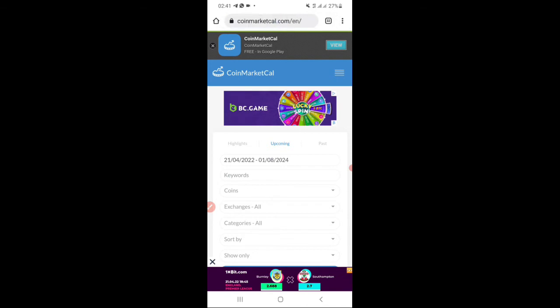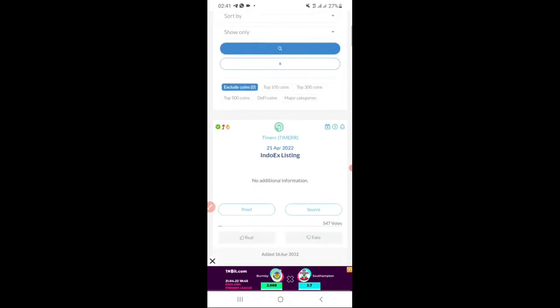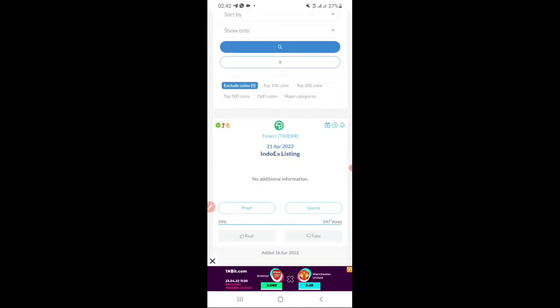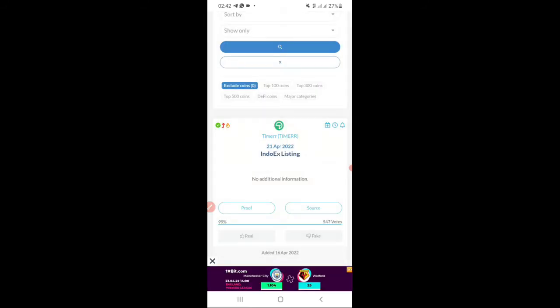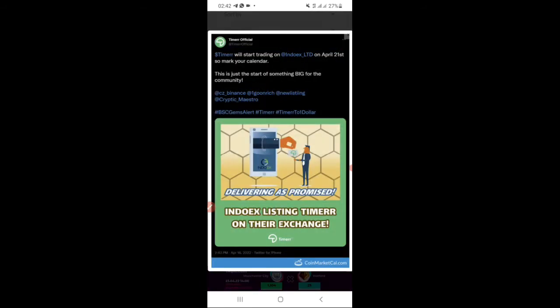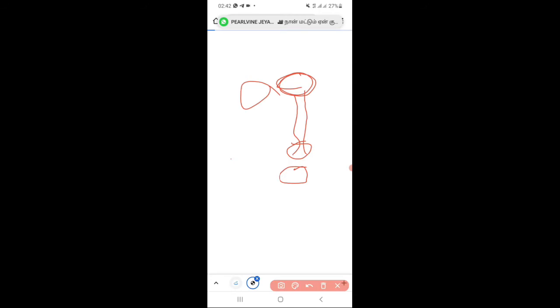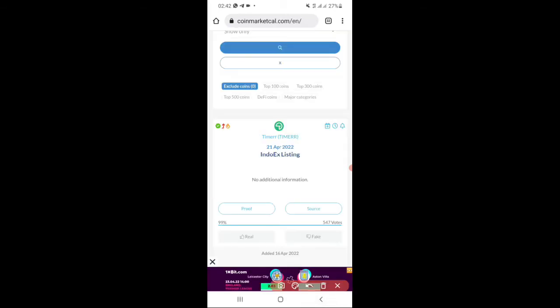They have much more content than these other sites. For example, if you see this news now, this particular token is called Tina. The token is called Tina, and it's launching today on this exchange.